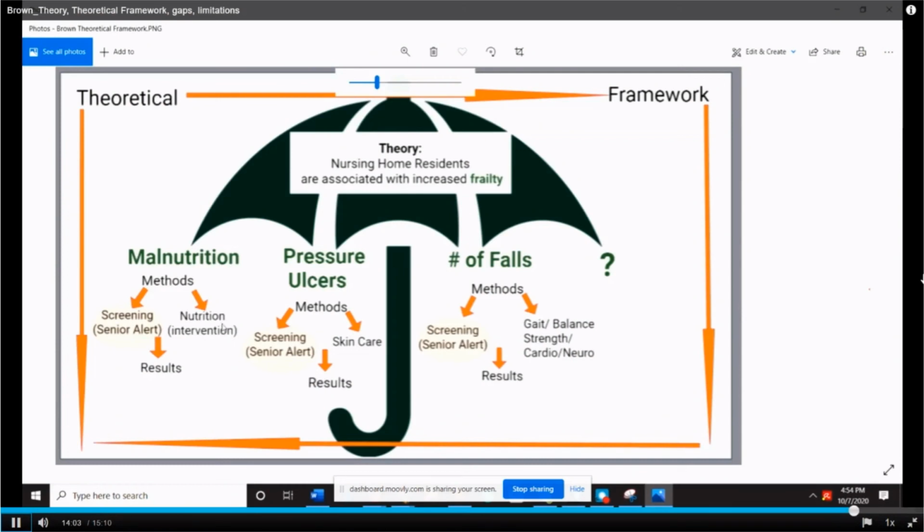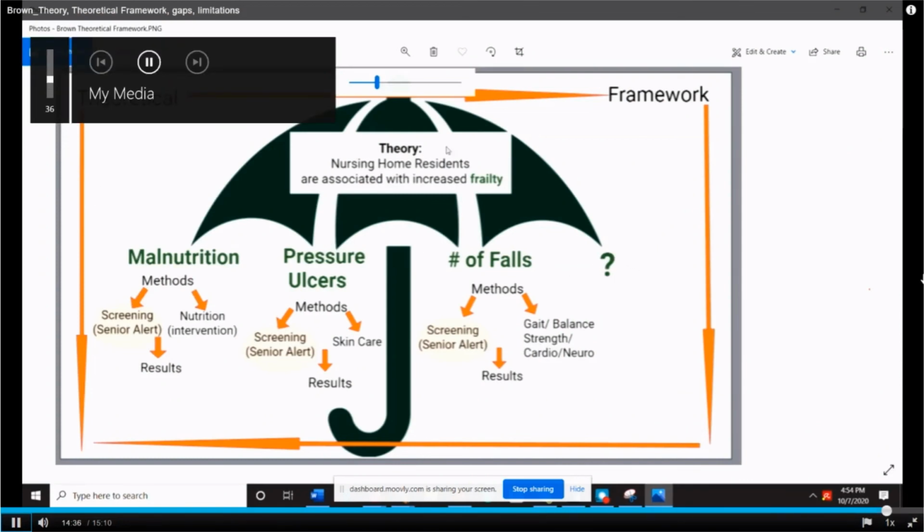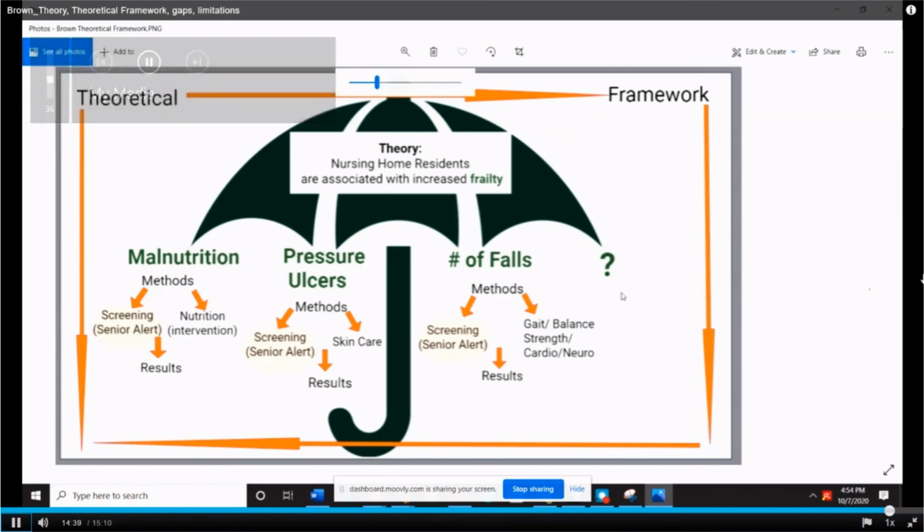Then you can also have pressure ulcers, and in this study they used screening senior alert as their intervention, but there could be other skincare techniques used to address this concept. And then falls: again they used the screening senior alert system, but other interventions might be used, like gait, balance, strength, or even cardiovascular and neurological assessments. And maybe there are other concepts you can think of that would hold this theory together, and different methods and tests that can be done. But the results are all going to circle back to supporting the theory.